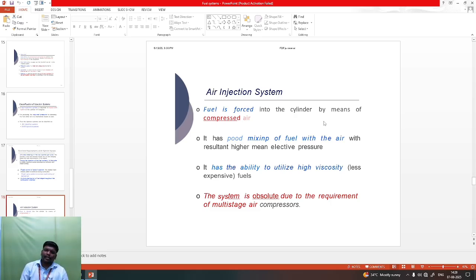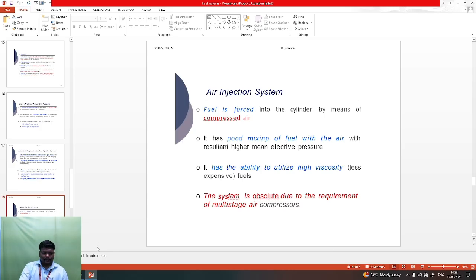Okay. Then the next one is the ability to utilize high viscosity fuel, because with high viscosity the air flow will struggle. It can flow smoothly to the cylinder, so that we can easily use a smaller amount of fuel in the air fuel mixture.